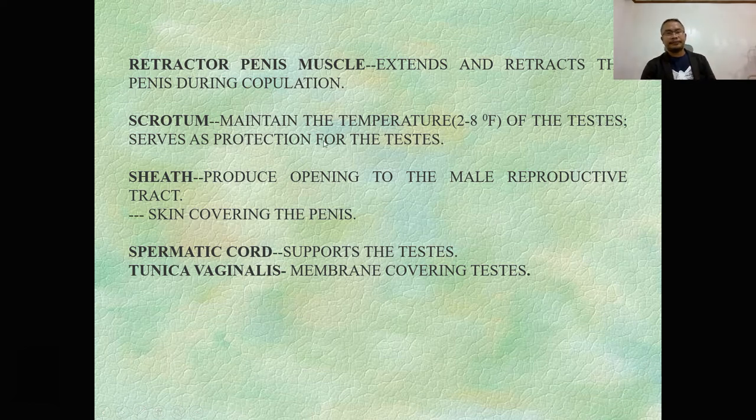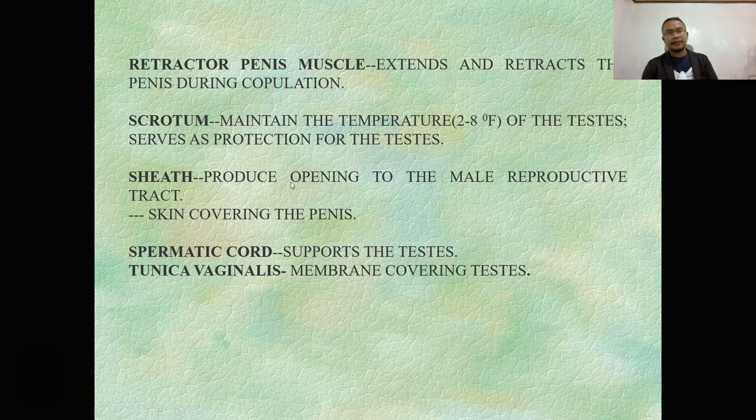Okay, so that is why during a cooler environment, the scrotum will retract, because it will make the testicles closer to the body cavity in order to meet the required temperature of the testicles. And during a warmer environment, it extends to keep the testicles away from the body cavity. That is how the scrotum acts as the thermoregulatory organ of the testis.